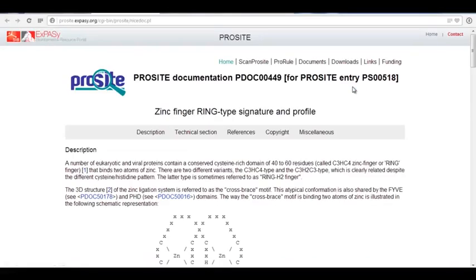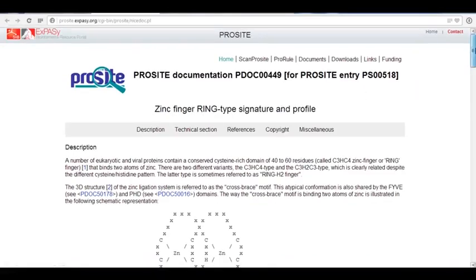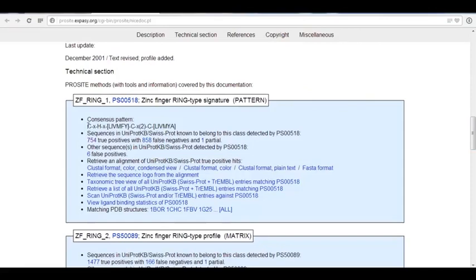So I'm going to click the PS number here. That takes me to the pattern documentation. And here is the consensus pattern. That means the pattern that was matched was C, followed by any amino acid, followed by H, followed by any amino acid, and followed by one of these, LIVMF, or Y, which is a lot of hydrophobic amino acids, followed by another cysteine, followed by any two amino acids, followed by another cysteine, and ending with one of these amino acids.